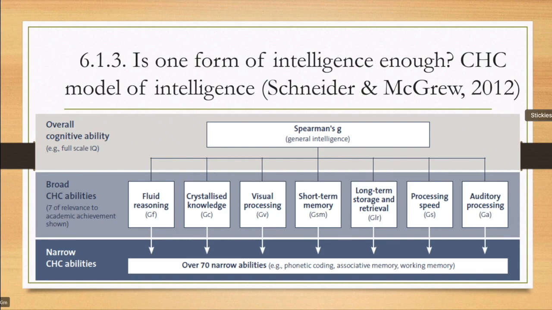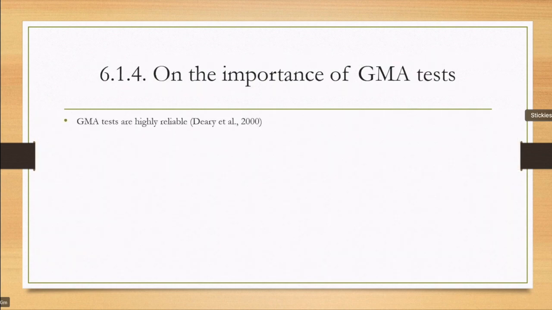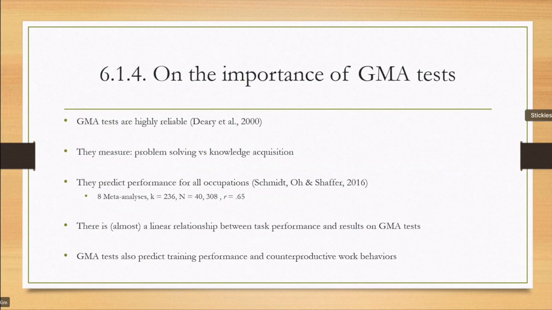There are different forms of intelligence. So, is one form of intelligence enough? Yes or no? Well, there are quite a lot of them, but I think we haven't gone through all of them specifically. GMA tests are the IQ test, as we've seen, and this simple IQ test is actually very highly reliable, especially for job performance. So problem solving versus knowledge acquisition is also this basically, and a high GMA score helps there. There's always a linear relationship between task performance and results on GMA tests. So a very interesting thing to look at also in your job performance.